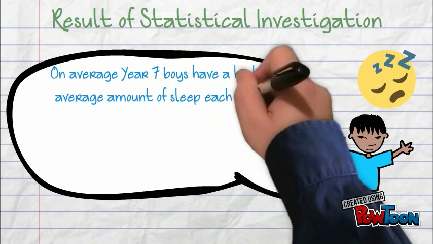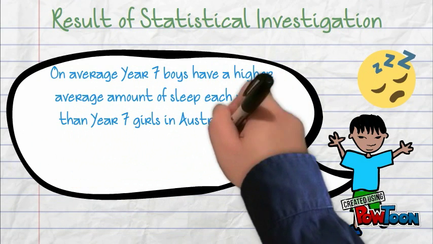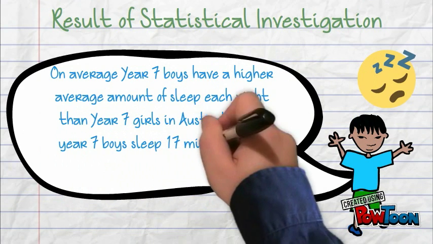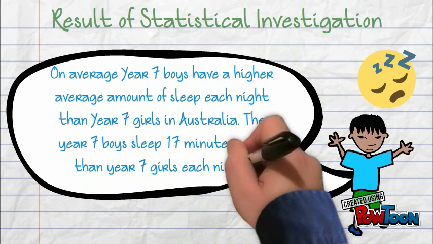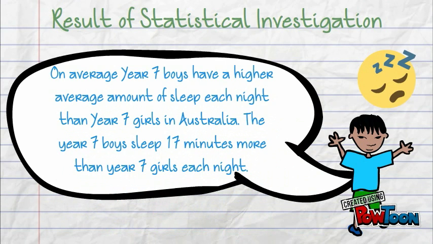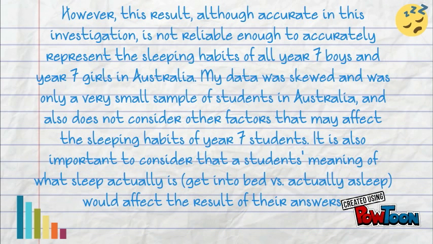The results are, on average, Year 7 boys have a higher average amount of sleep each night than Year 7 girls in Australia. The Year 7 boys slept 17 minutes more than Year 7 girls each night. However, this result, although accurate in this investigation, is not reliable enough to accurately represent the whole sleeping habits of all Year 7 boys and Year 7 girls in Australia.